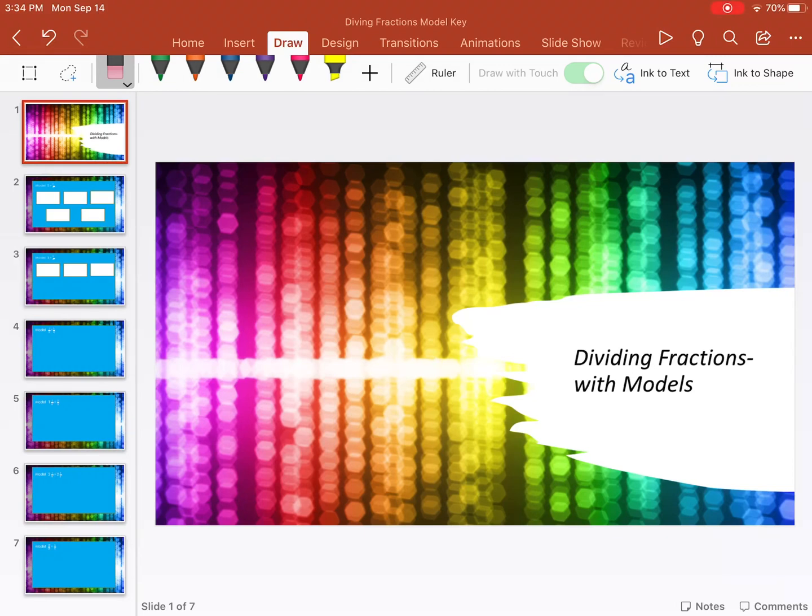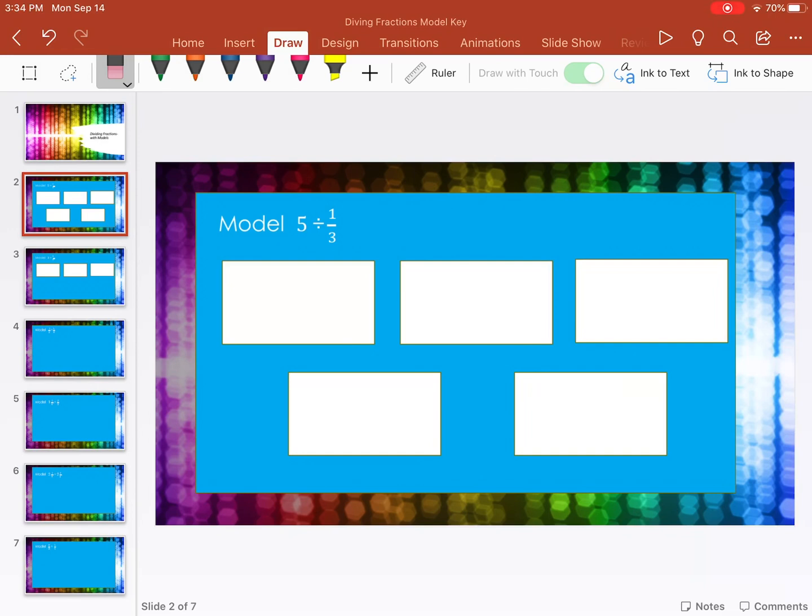Hey guys, so let's divide fractions by using models. Starting here with our problem, 5 divided by 1/3. Anytime I'm going to model my division, I'm going to start by drawing the first number. So I always draw the first number. Here I drew 5 rectangles already.